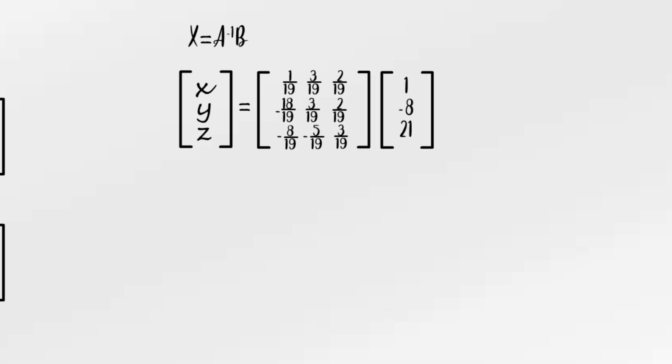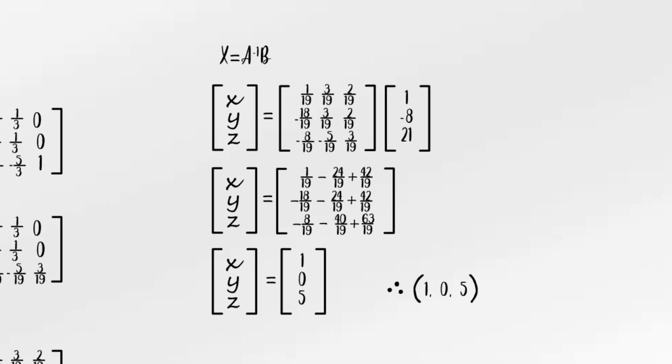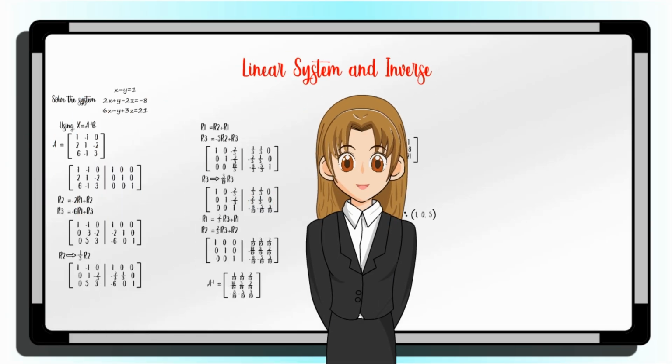Now solve the linear system. And we're done. The solution for the linear system is 1, 0, 5. That is how to solve linear systems and inverse. I hope you understand the process of finding the solution of the linear system.